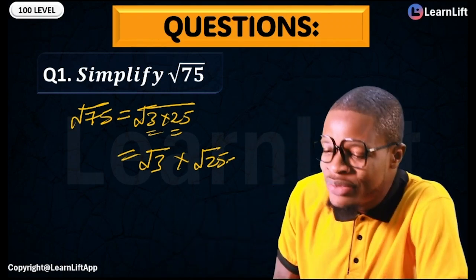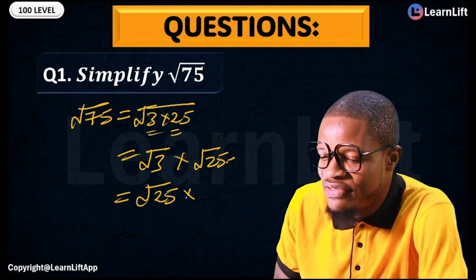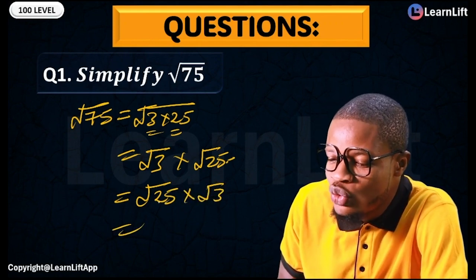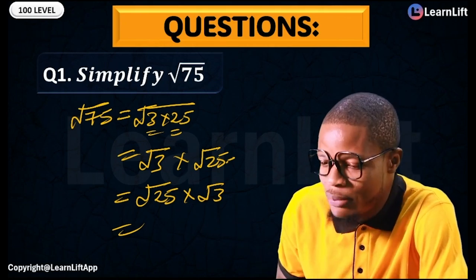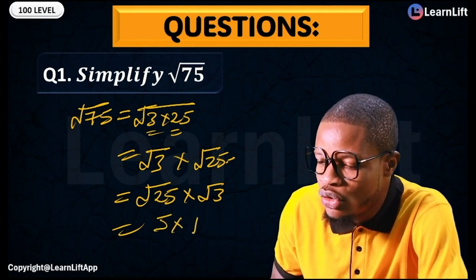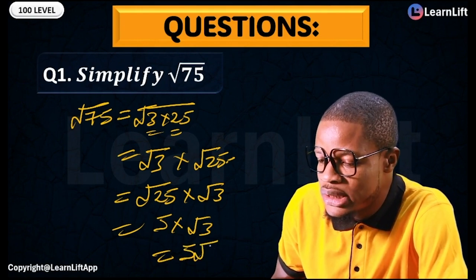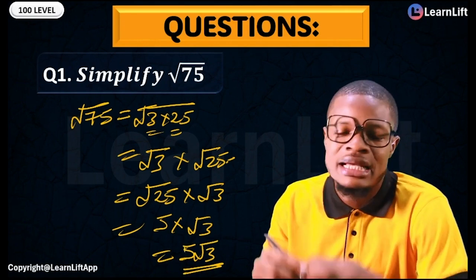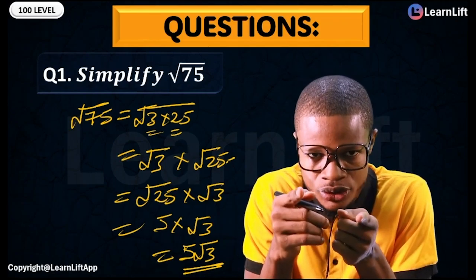Show it here now. This is going to give us, let's bring root 25 forward first. Root 25 times root 3. Now, what's your root 25? Root 25 is nothing but 5. So I'm going to write here 5 times root 3. What's 5 times root 3? That's your 5 root 3. And this becomes the final answer. That's all, my guy. Do you understand it now?